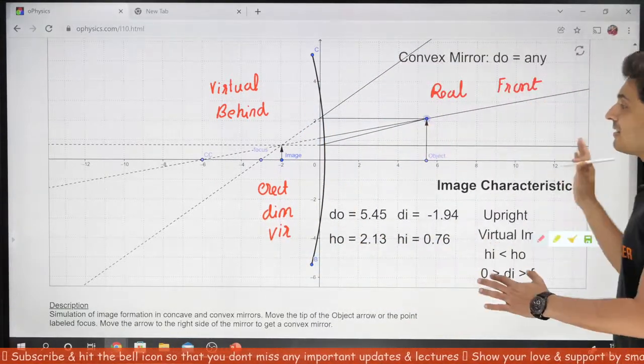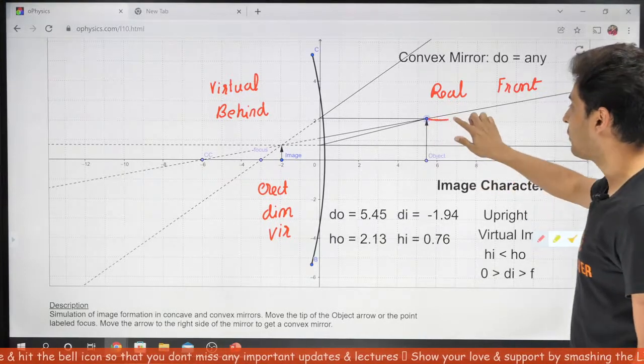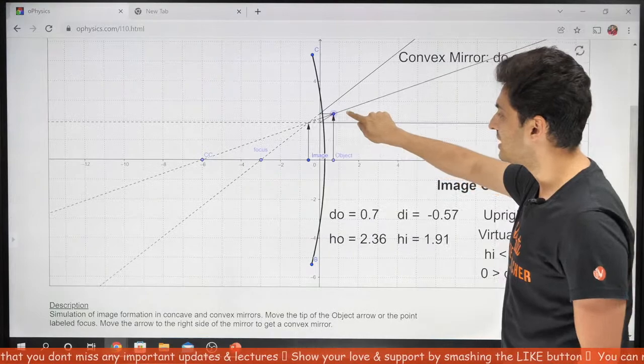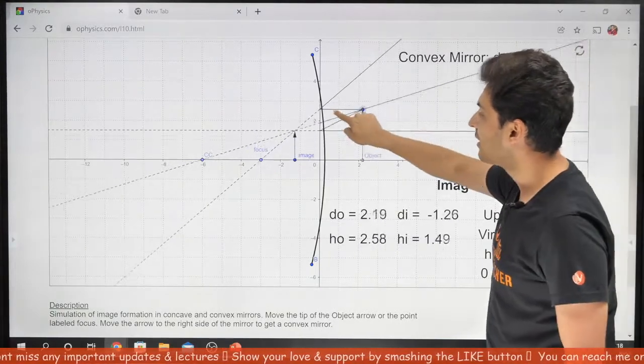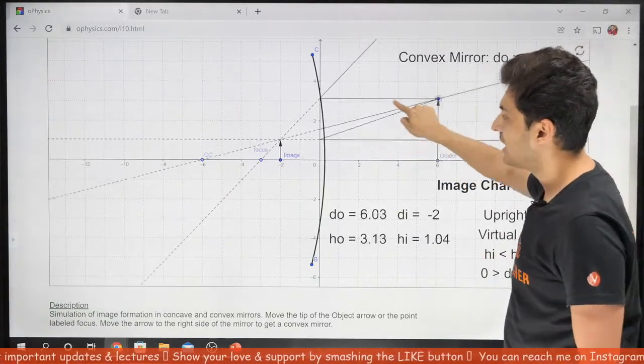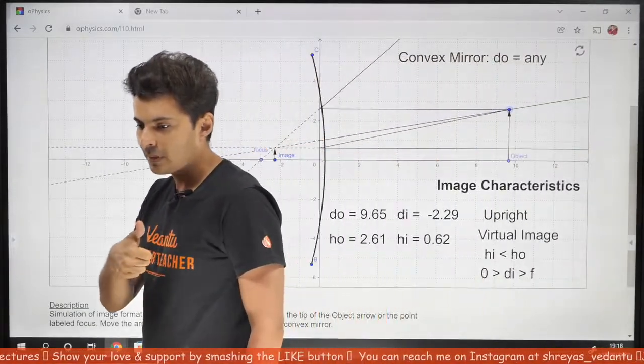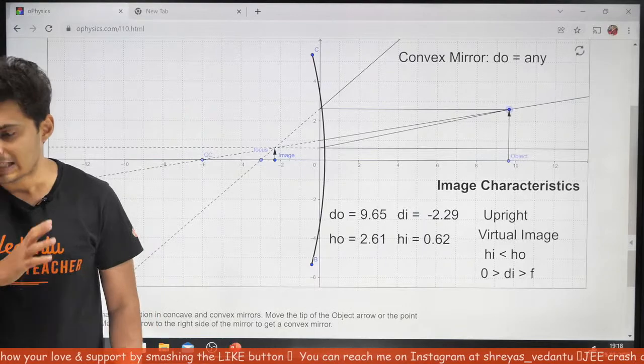This is the interesting thing about the convex mirror. No matter where I put this object, you are always going to see the image being formed over here, which is diminished, which is virtual, and it is erect. That's one interesting property. Okay. I hope this is clear.